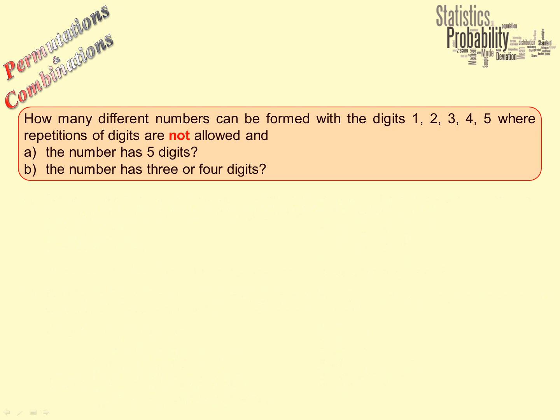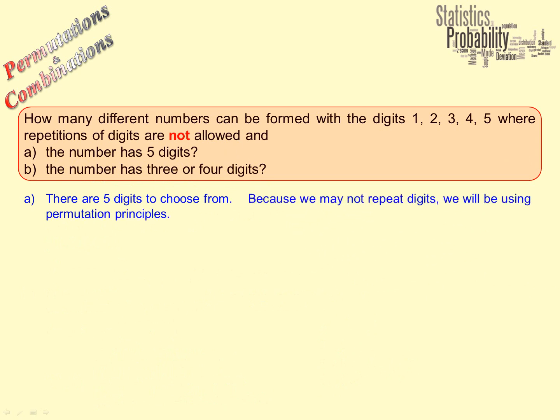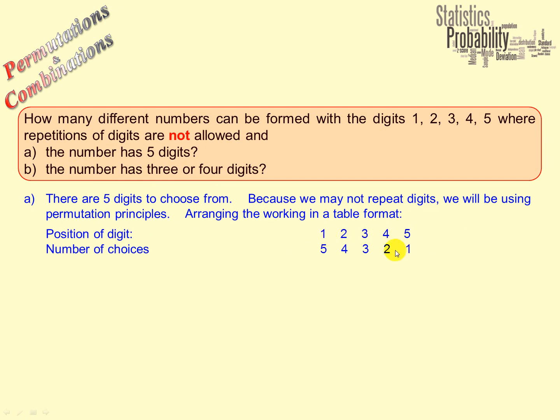Now, what if the repetitions are not allowed? Let's go through the same question again. So same thing, 5 digits to choose from. Now it's a permutation. We're going to use permutation principles because we cannot repeat the digits. So in the table, in the different positions, we have 5, 4, 3, 2, 1. 5 digits to use for the first, but when we get to the second, we've lost a digit, so it's only 4. So we multiply by the counting principle, and 120, that's 5 factorial.